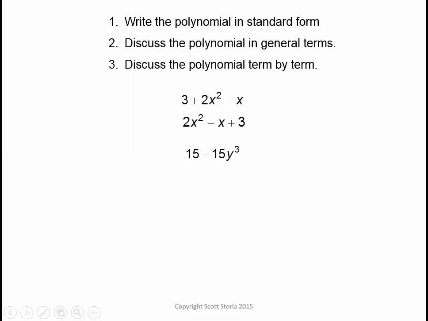How about here? Again, I would rearrange this third degree binomial into standard form. The third degree term has a coefficient of -15, and the constant is 15. Here's another.